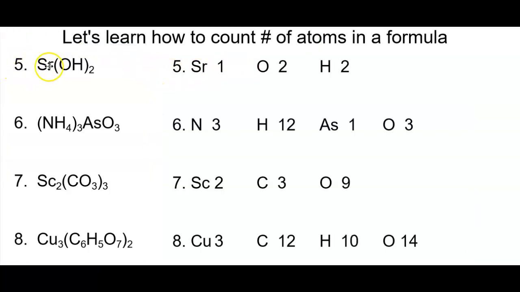So here we have 1 SR because there's a 1 after it. We have 2 O's because it's going to multiply through. There's a 1 here and a 1 here, even though we don't see it. So 2 times 1 is 2. 2 times 1 is 2.